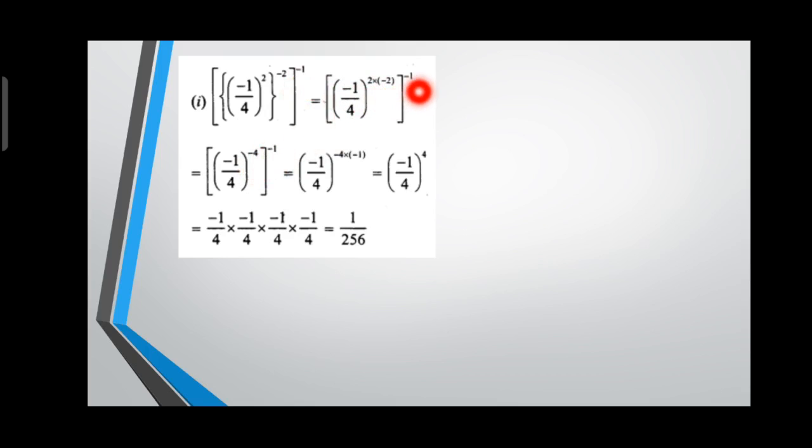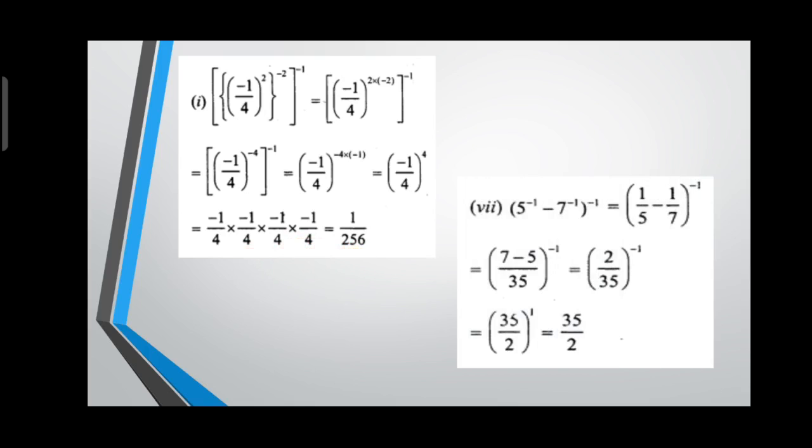Then again the last power is there, which is minus 1. If you multiply minus 4 into minus 1, 4 ones are 4, and minus into minus is plus. So the power will become positive: (-1/4) whole to the power of 4. Now, the minus 1 by 4 is repeated how many times? 4 times. So we write (-1/4) × (-1/4) × (-1/4) × (-1/4), which is 4 fours are 16, then 16 fours are 64, then into 4, so the final answer is 1 by 256. Understood children?